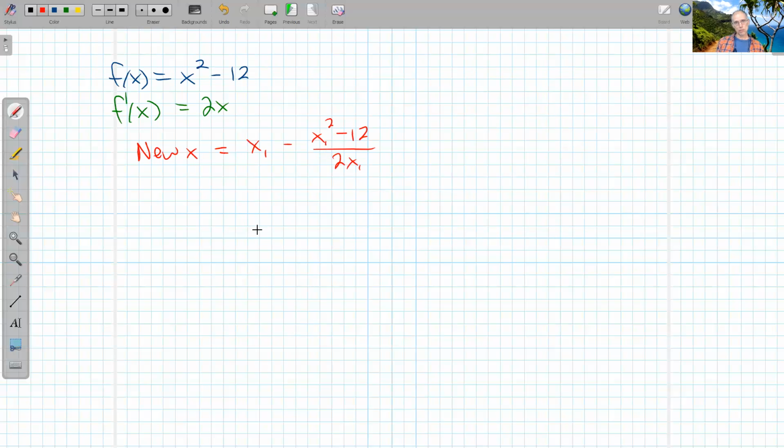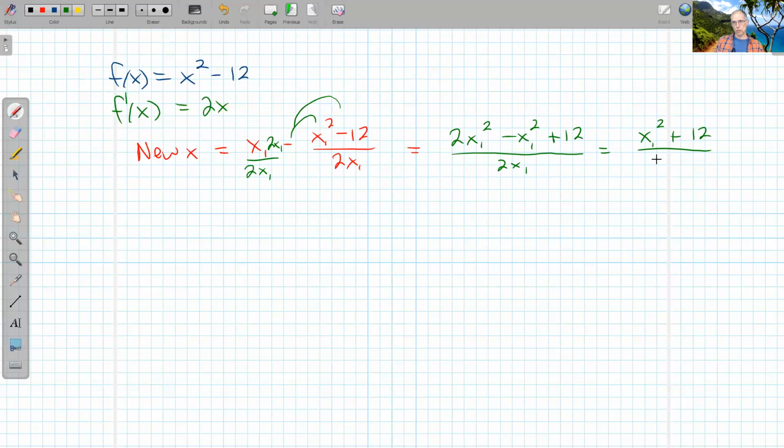Now we can clean this up a little bit, so I'm going to do that just for fun. We would need a common denominator here, so we'd multiply top and bottom by 2x1. And so then I get 2x1 squared, and here, careful, distribute the minus: x1 squared plus 12, all over 2x1. Cleans up a little bit more, so we get x1 squared plus 12 over 2x1. And I'm going to stop there. It turns out we can take it another step, and I'll show you that in just a minute.